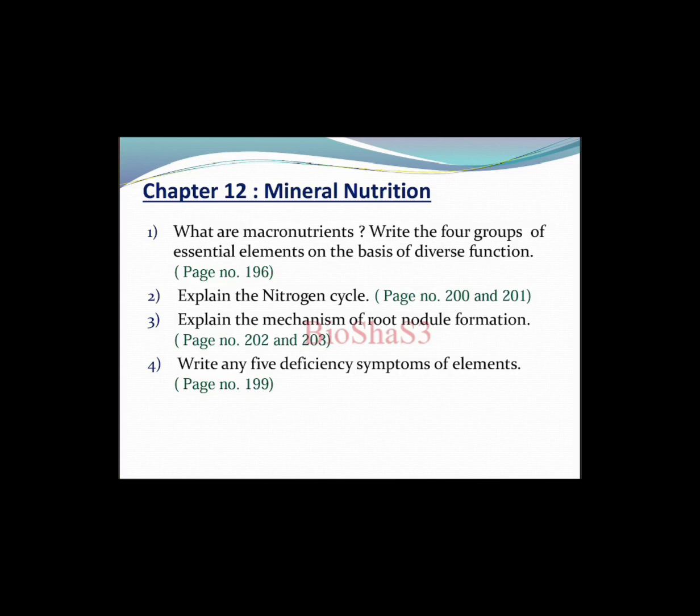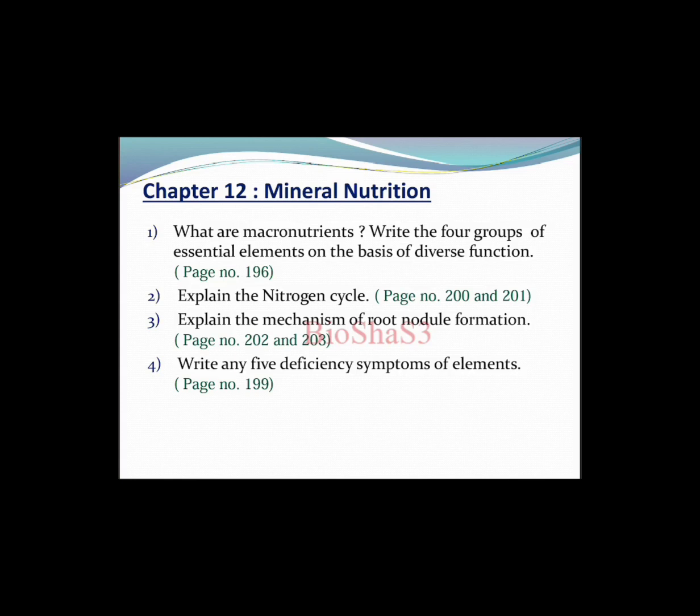Then explain the nitrogen cycle. You have a schematic representation of the nitrogen cycle, and then you have to explain what is happening in the cycle, how the nitrogen gets cycled in the atmosphere. Then explain the mechanism of root nodule formation. This is a very important question. Every year you expect a question from here in the supplementary exam or the annual exam and even in your preparatory examination. This is a very important question of the chapter, and even in the NEET exam, questions will be on this topic.